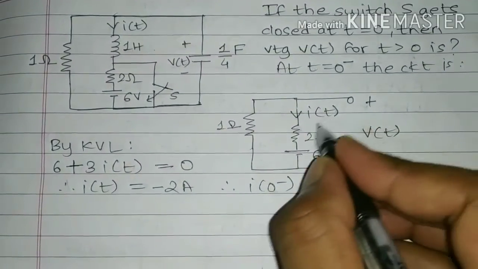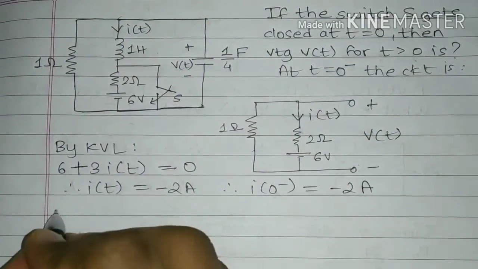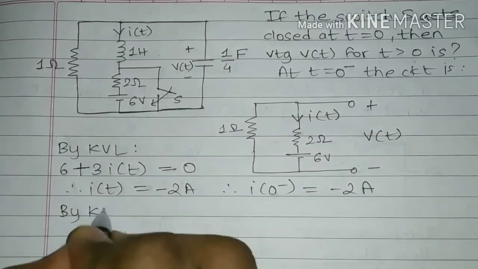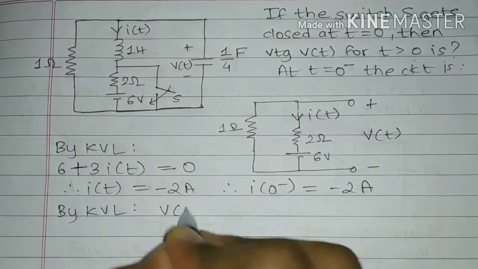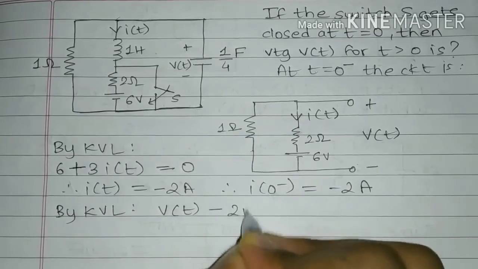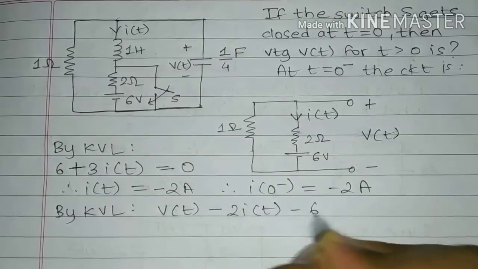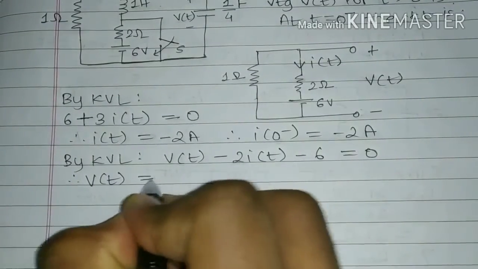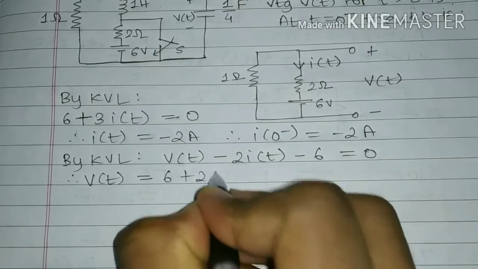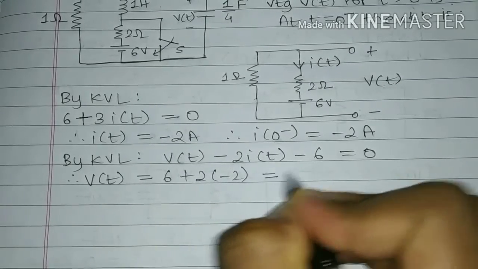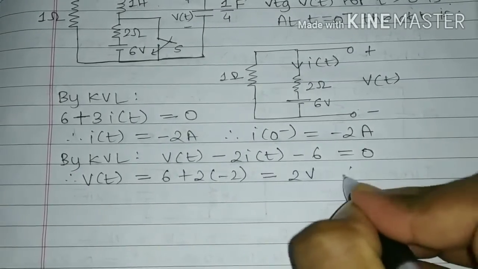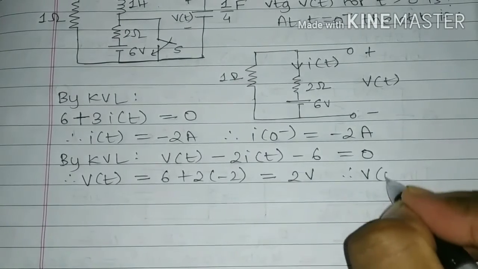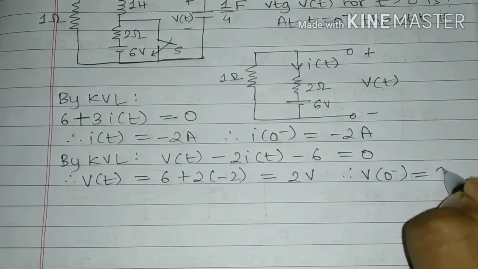Now let's apply KVL over here. So V of t minus 2I of t minus 6 is equal to 0. Therefore V of t is equal to 6 plus 2 into minus 2, which turns out to be 2 volts. Hence V of 0 minus is equal to 2 volts.